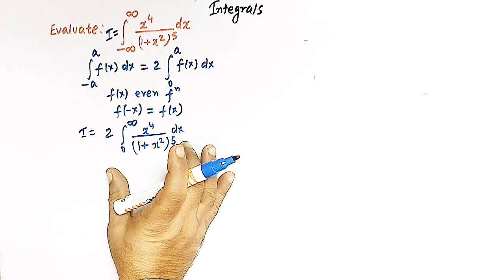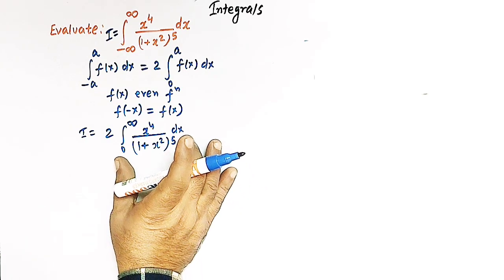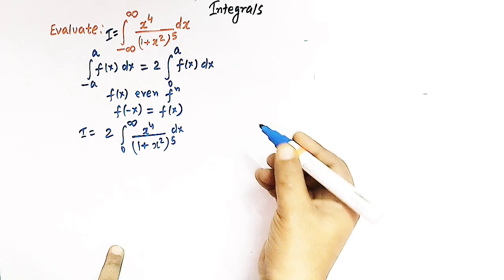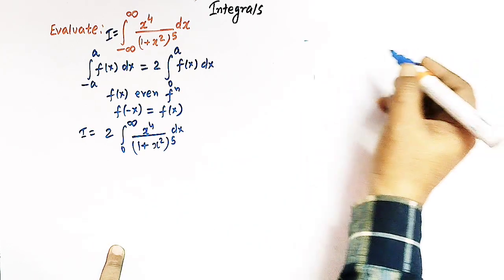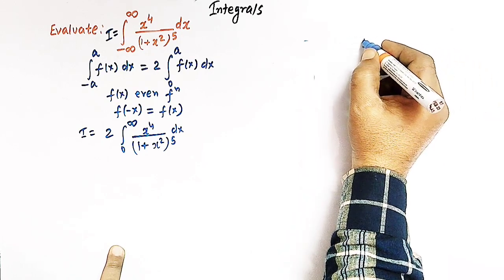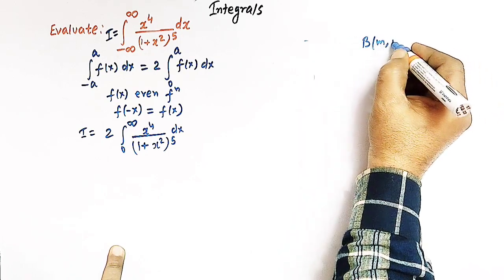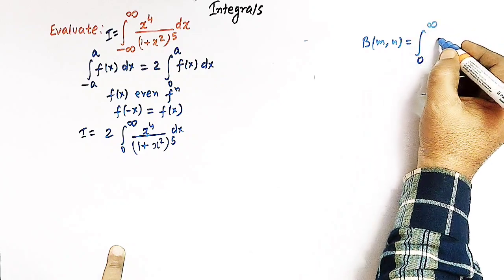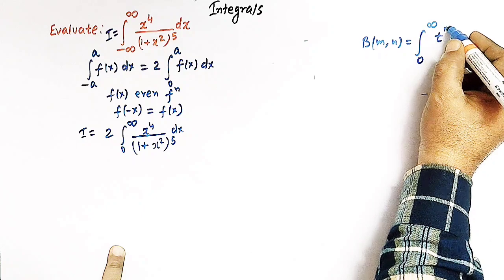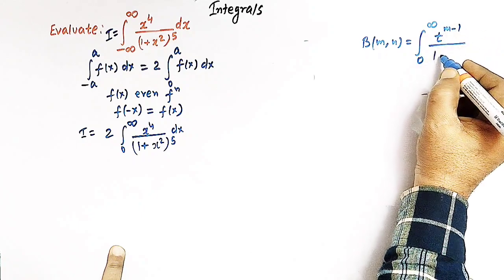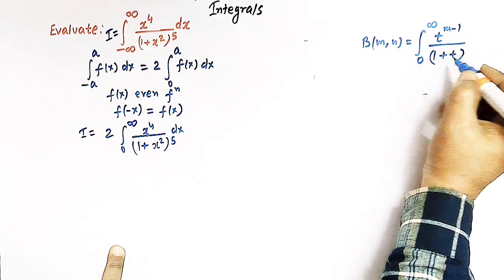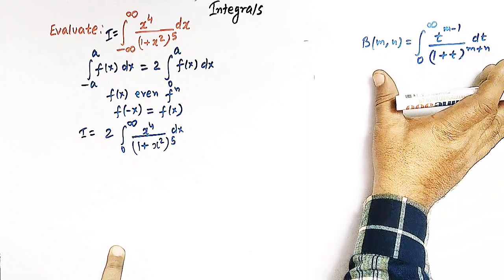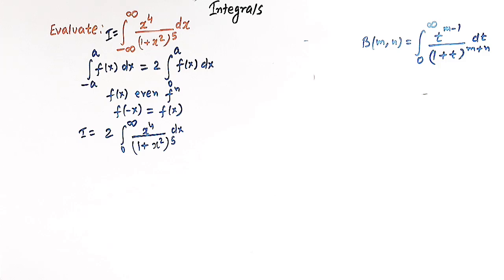Now our next step is to convert this integral into a beta function. Here we are going to use these important results: the beta function, beta m comma n, is defined by this integral, 0 to infinity of t raised to m minus 1 over (1 plus t) raised to m plus n dt. So this is the definition of the beta function.